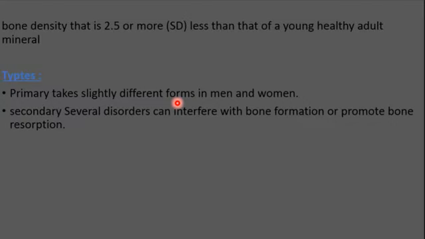We have 2 types of osteoporosis, the primary and secondary one. The primary takes slightly different forms in men and women, as we said. It is commoner in females and mostly due to postmenopausal changes. And in the primary you have another type, the senile. Senile occurs in both males and females. Standard deviation.